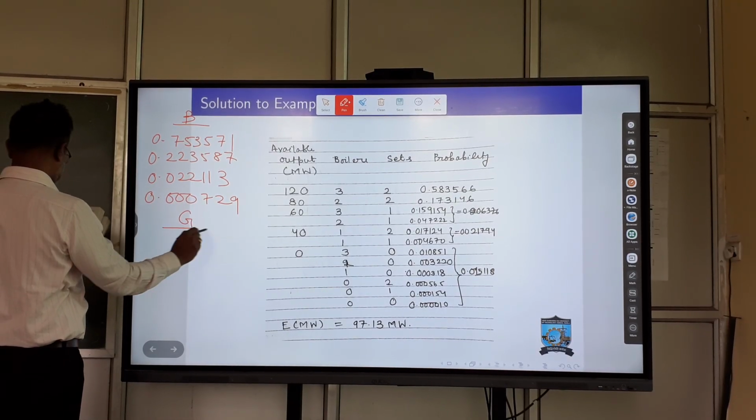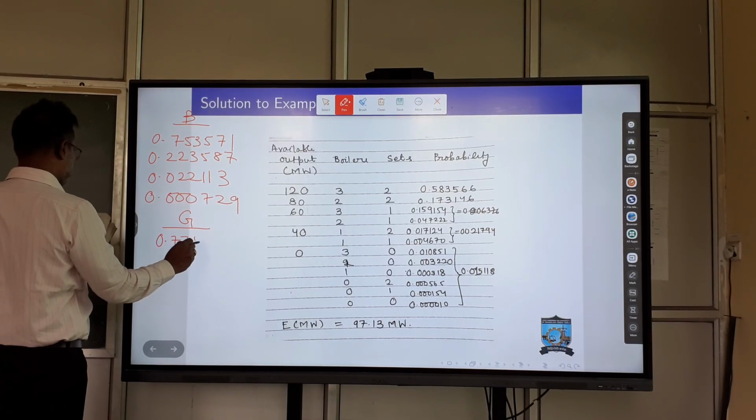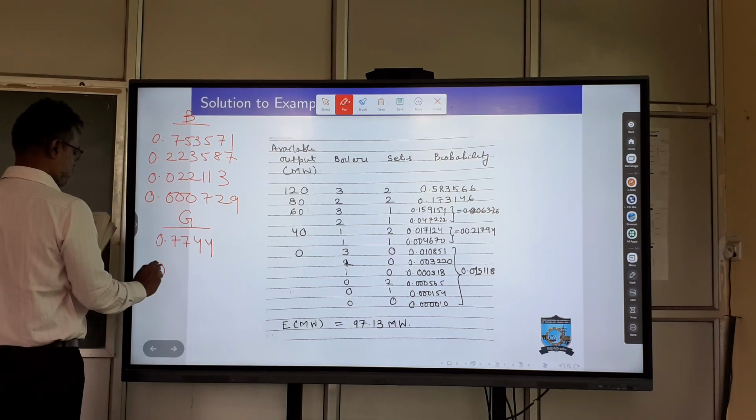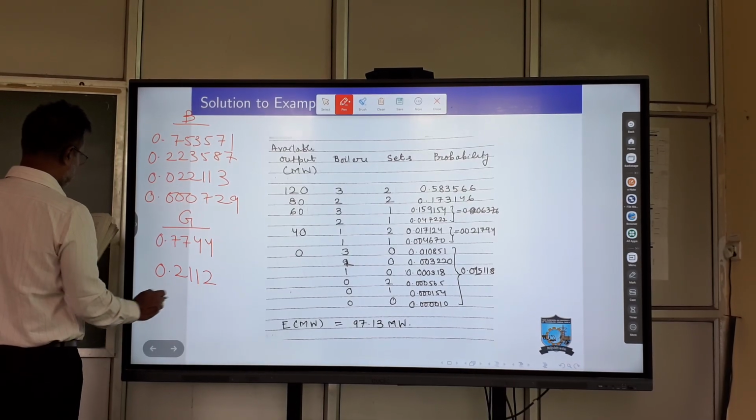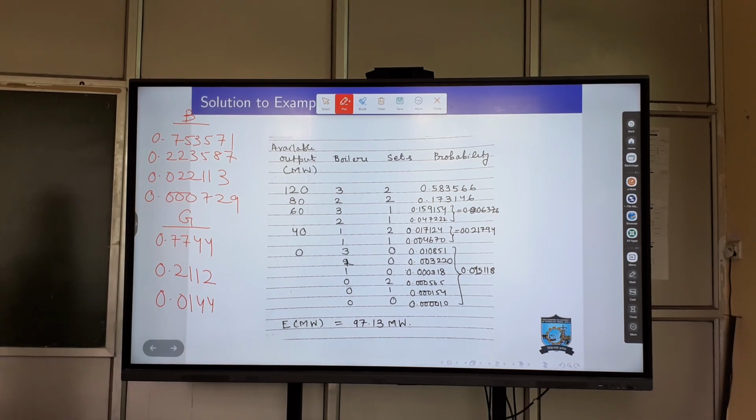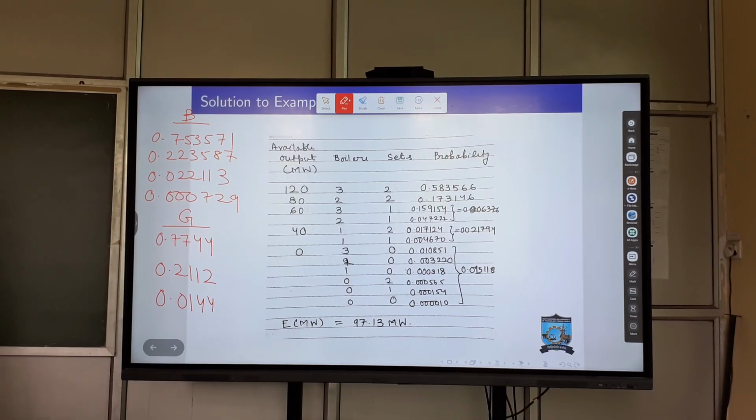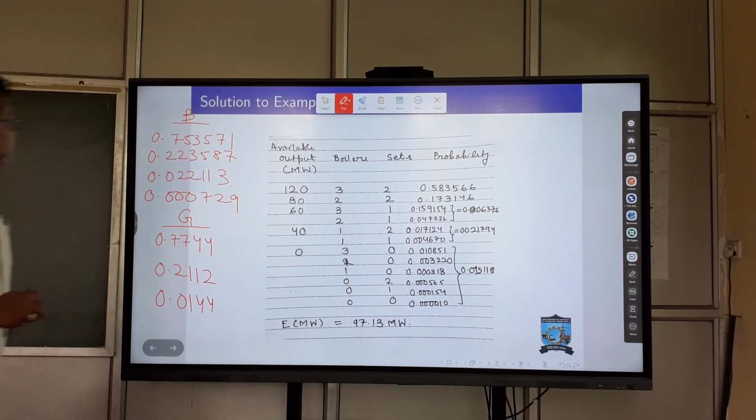For the generator it is 0.7744, 0.2112, 0.0144. These are the cases for the individual units, boiler and generator. But our objective is to get the final overall reliability.